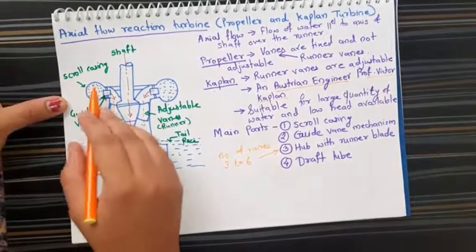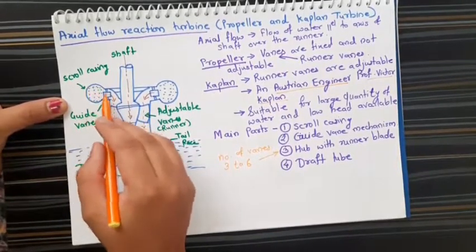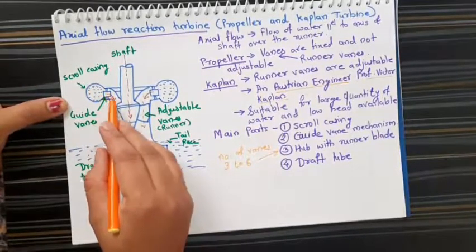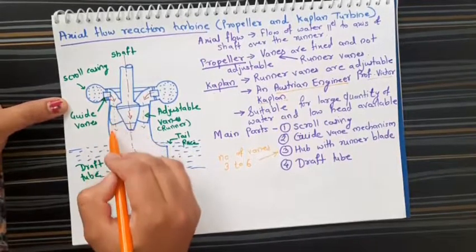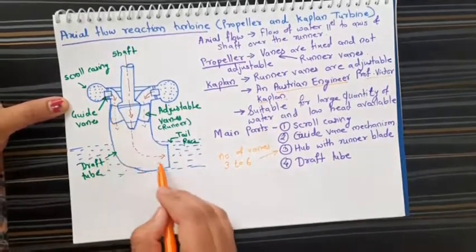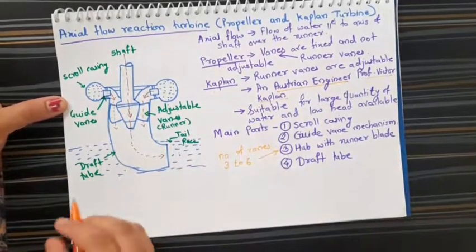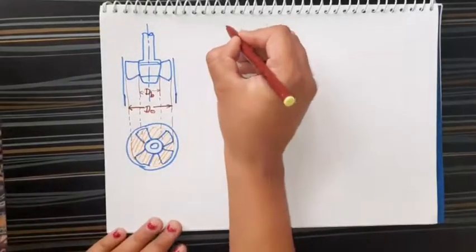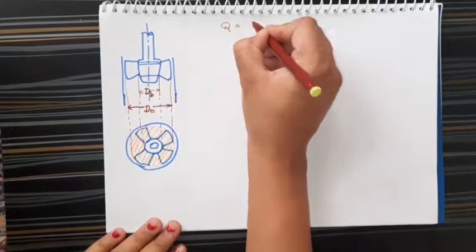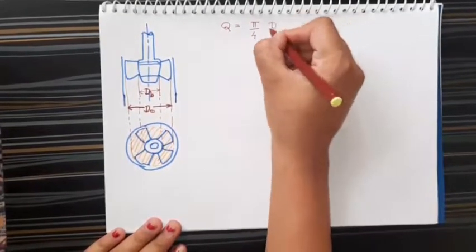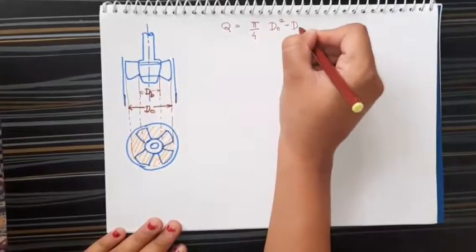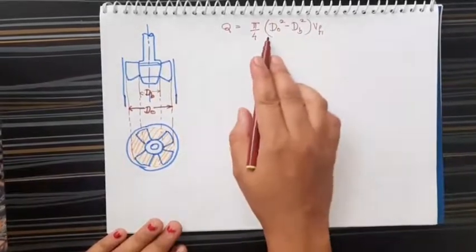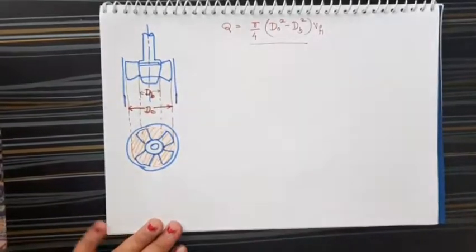Water from the penstock enters into this scroll casing and then moves to the guide vane. From this guide vane, water turns 90 degrees and flows axially through this runner and then gets discharged through the draft tube. The discharge through the runner is obtained as Q is equal to pi by 4 into (dO square minus dB square) into Vf1. So here you can see this is the area from where the water is going to flow.